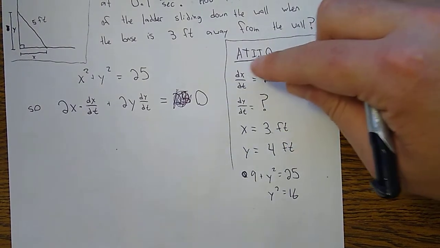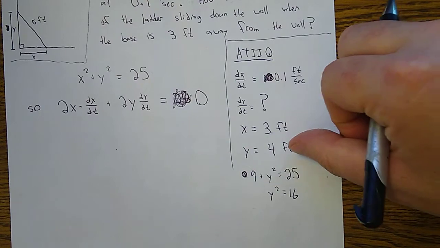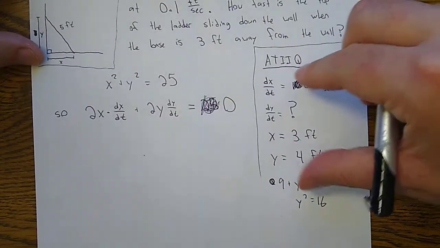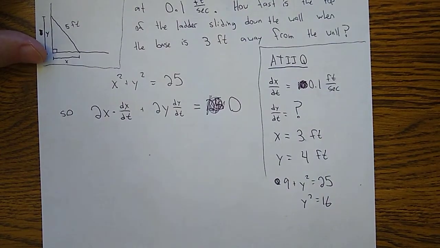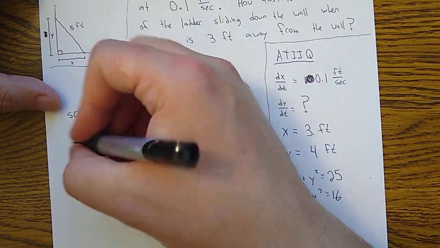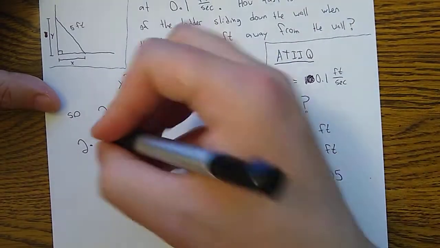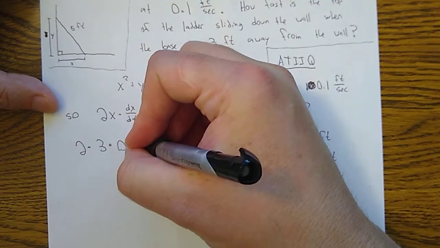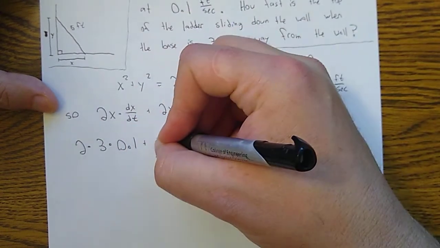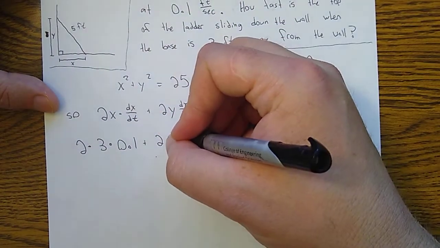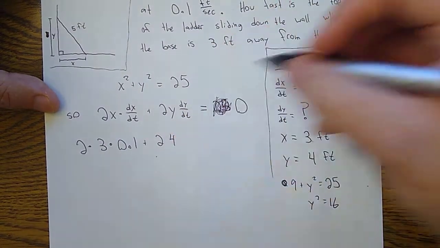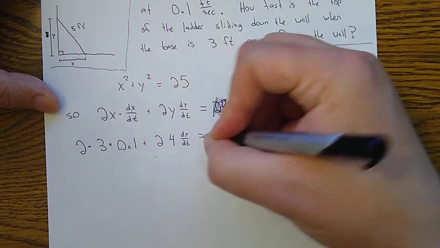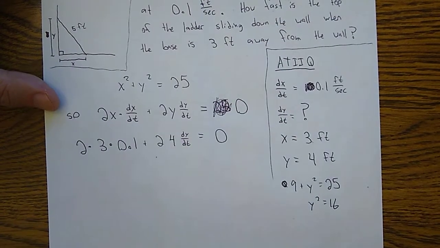Okay, so we did it. We figured out all of these values. Of course, it took some work, and that happens sometimes, and that's okay. Now let's plug everything in, and then we can figure out dy over dt. So 2 times 3 times 0.1 plus 2 times 4 times dy over dt, because that's the one I don't know, equals 0.